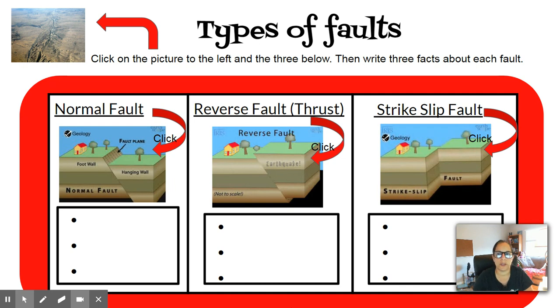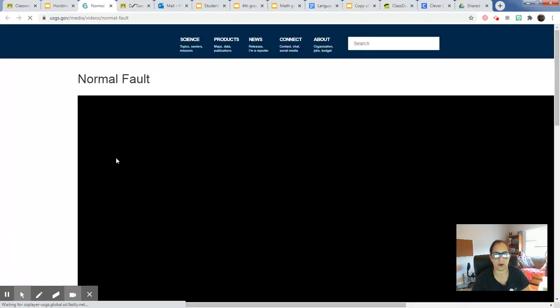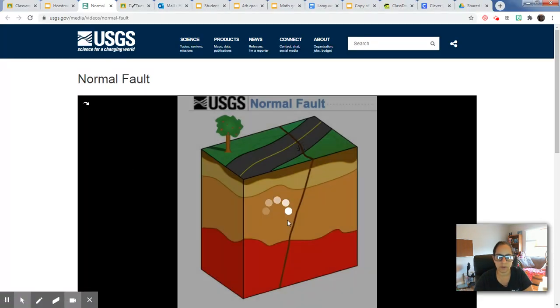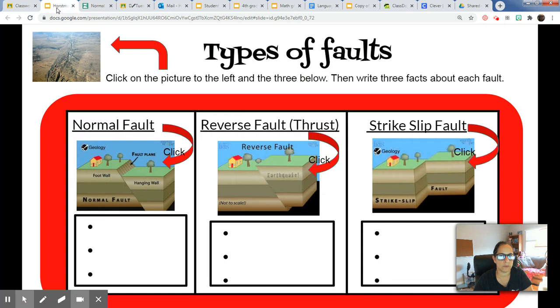So the first one is our normal fault, and our normal fault is right here. Our normal fault slides down. It looks like it slides downward. But what it's really doing is, if you take your hands like this, and I want everybody to put your knuckles together, and then you're going to pull it apart. And what's happening is it's called tension.